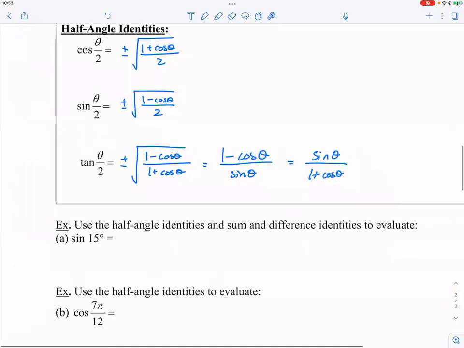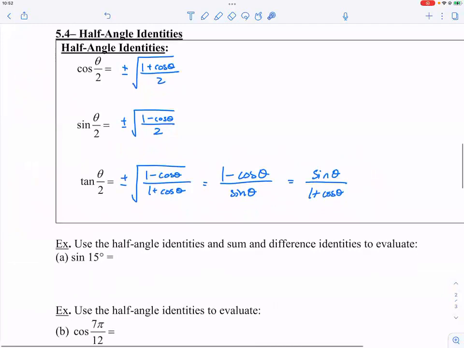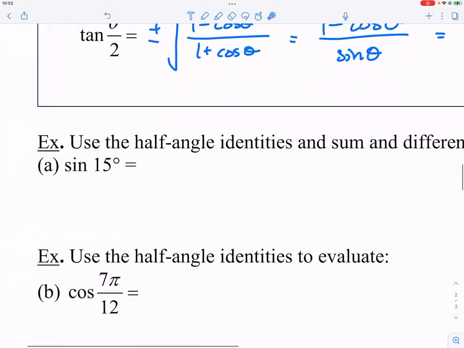Okay, so again, you do not need to memorize these. These will be given. So I think it's cool to know, but as I said, I have never used them in my life other than teaching this topic. So that shows you how important it is. Not much.